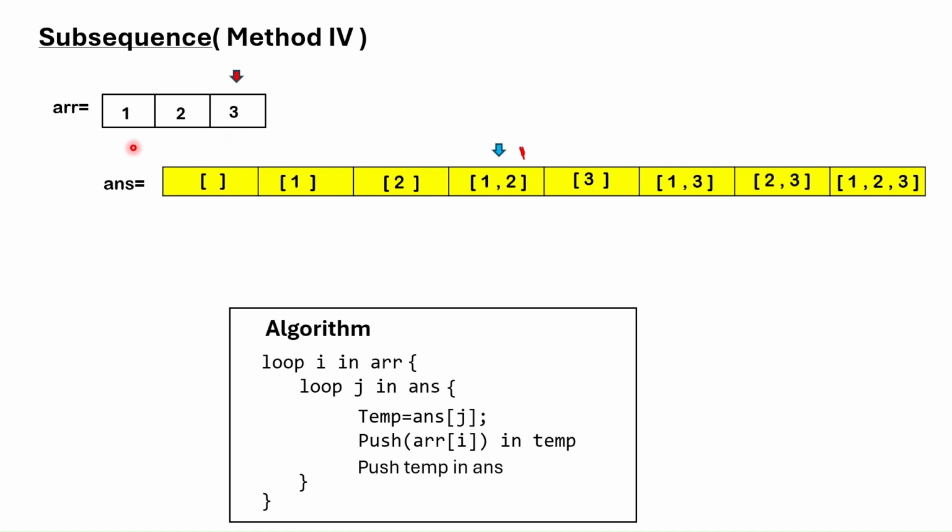So now look, we have successfully printed all the subsequences and this is the algorithm. We will store the jth answer in a temporary array and then we will push the ith index of my given array in the temporary. And then we will push the temporary array in my answer. So this is the algorithm. Let us now quickly go into the code editor and code this algorithm.